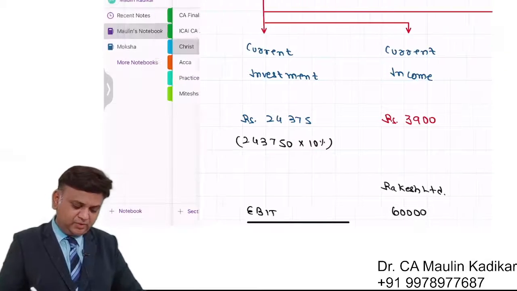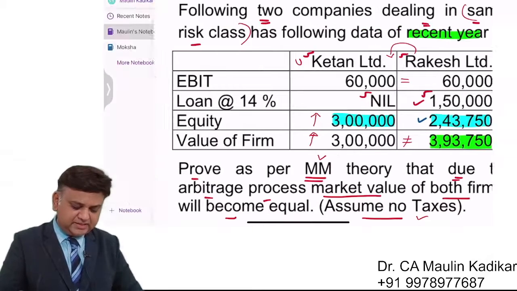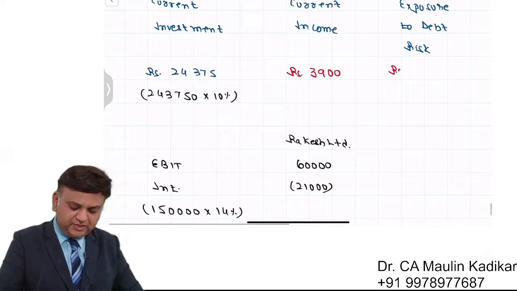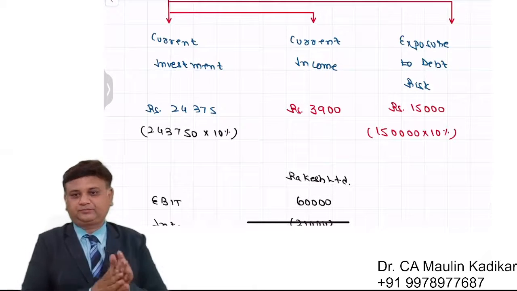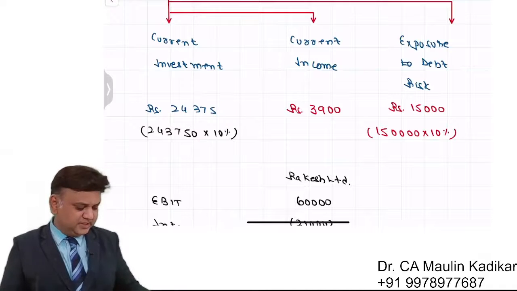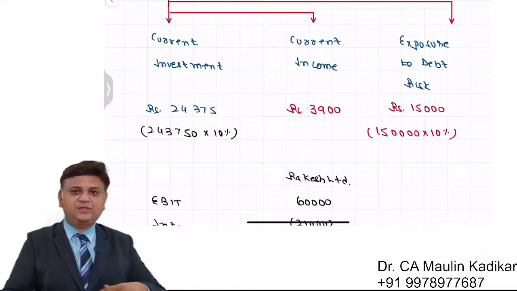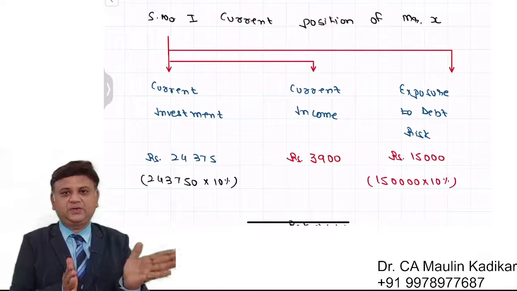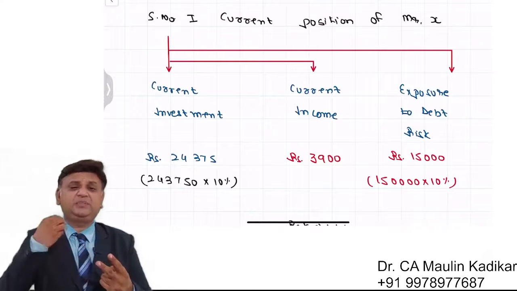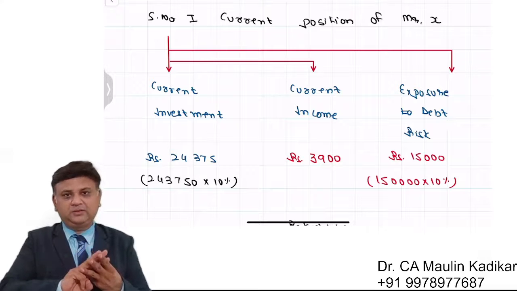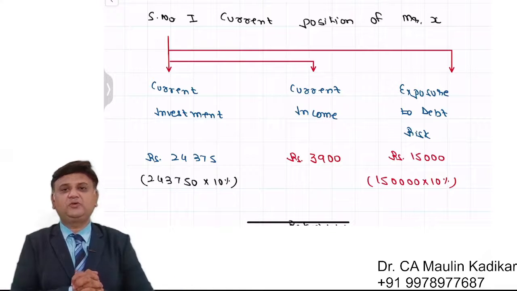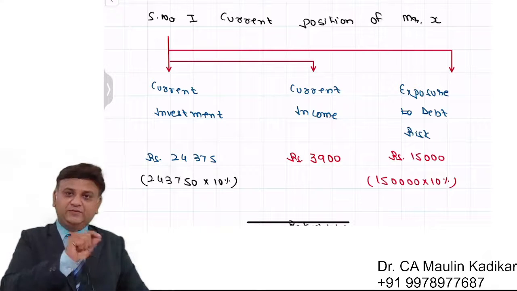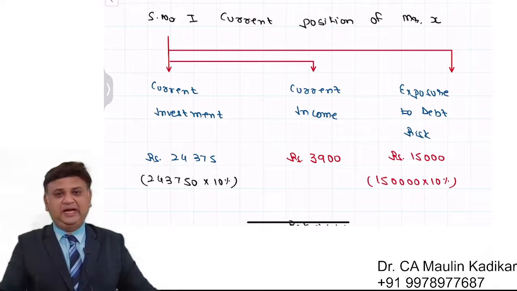Now, exposure to debt risk is a new point. Dear students, it will be calculated as 10% of 1,50,000. That comes to 15,000. Now friends, exposure to debt risk means something like this. You think about a worst situation. Let's say the Rakesh Ltd is going in liquidation. Second, assets of the company do not realize a single penny. Third, the company is having unlimited liability. Then in that case, what Mr. X is required to contribute? 10% of 1,50,000 in order to pay the debentures. And that is exposure to debt risk.